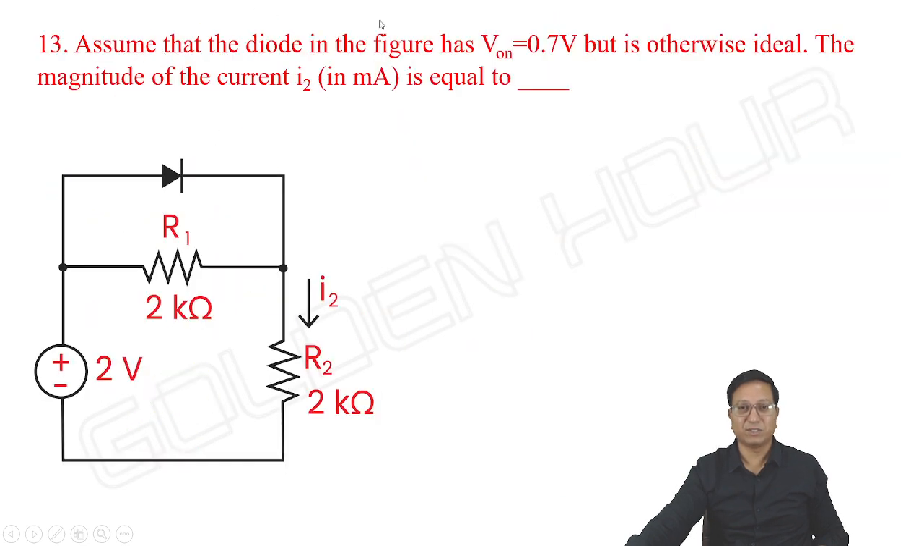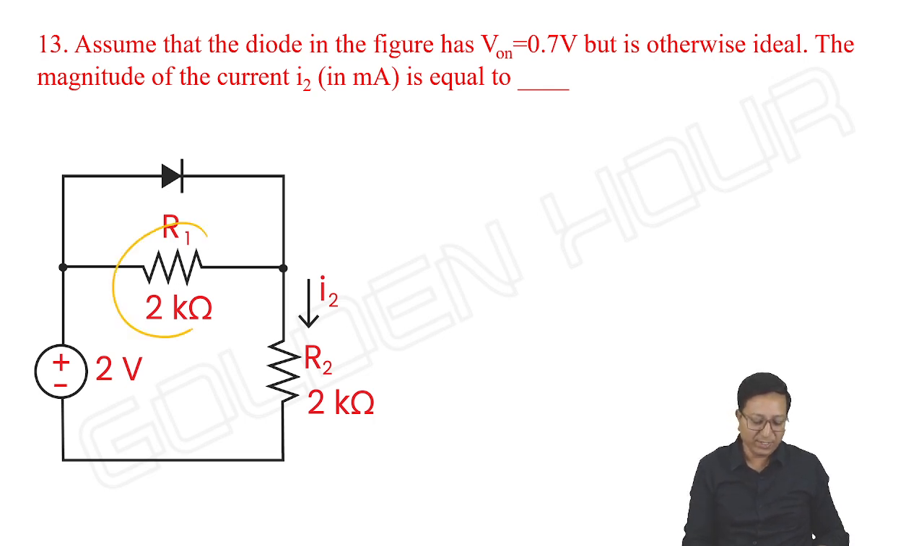Okay, look at the next question. The same problem. For the sake of better understanding, I just slightly changed the values. Okay. So if you look at this problem, here also the procedure does not change. See, if this 2K is not present, we need not bother. Directly the diode is on and I2 is equal to 2 minus 0.7, that is 1.3 by 2K. Okay, 0.65 milliampere, something we can write. But a 2 kilo ohm resistor is connected. How is this influencing our diode?